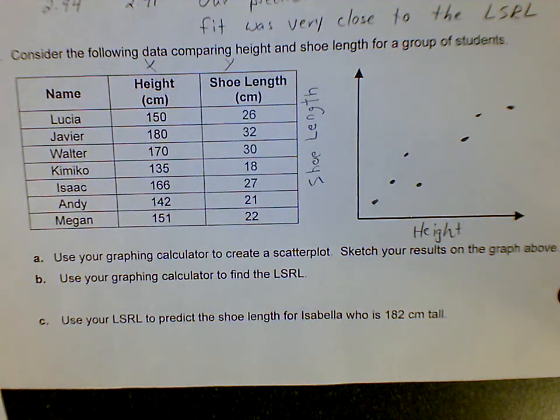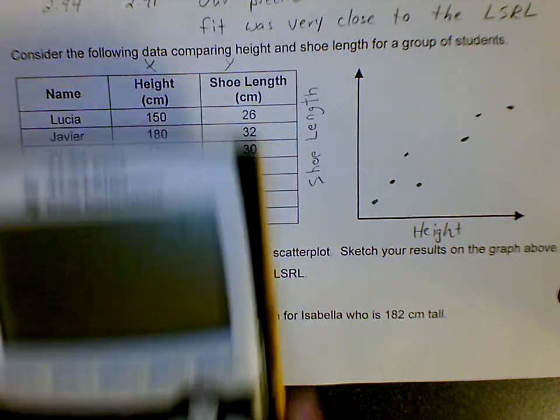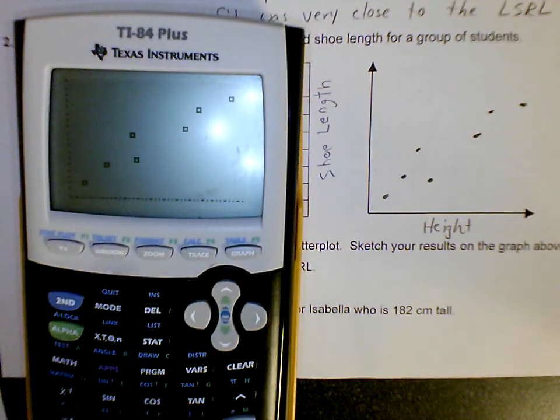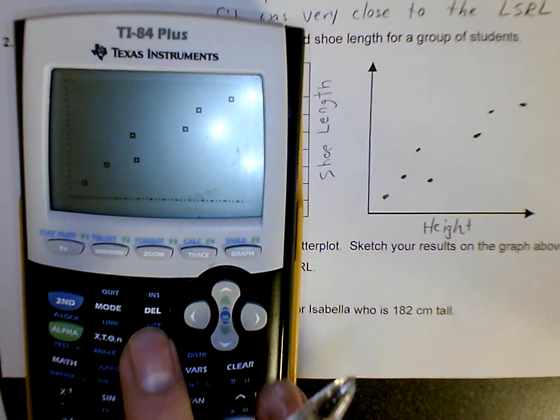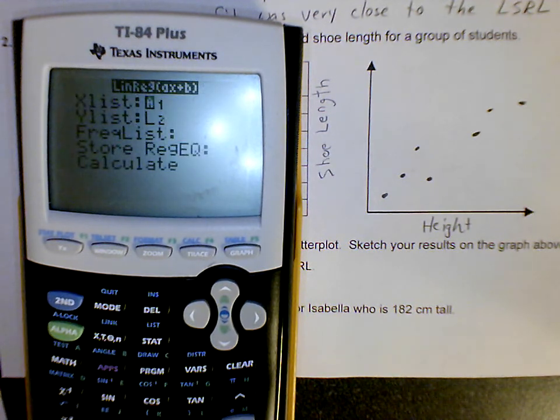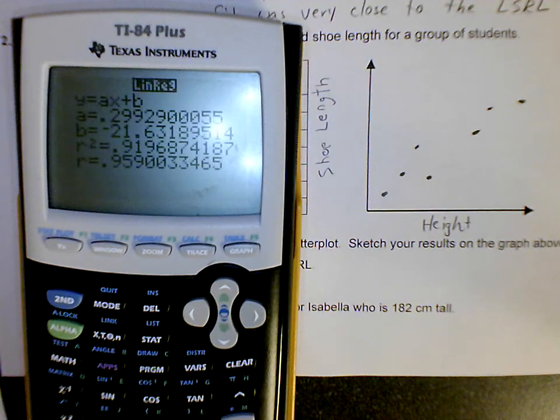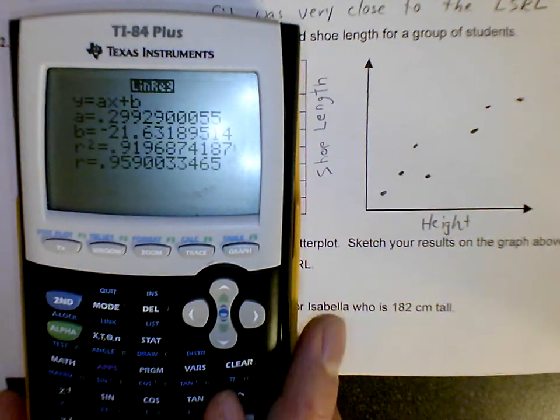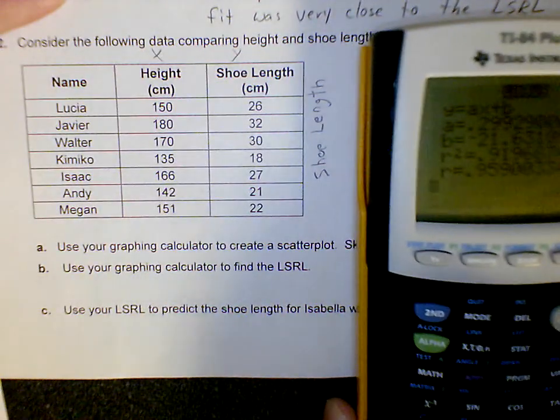All right, now question B says use your graphing calculator to find the LSRL. That's step 5 on your paper. So you're going to hit stat, right, 4. Remember the stat button is right there. So stat, the direction right, and then 4. Hit enter a bunch of times till you get to calculate, and hit enter one more time. And there is my least squares regression line.